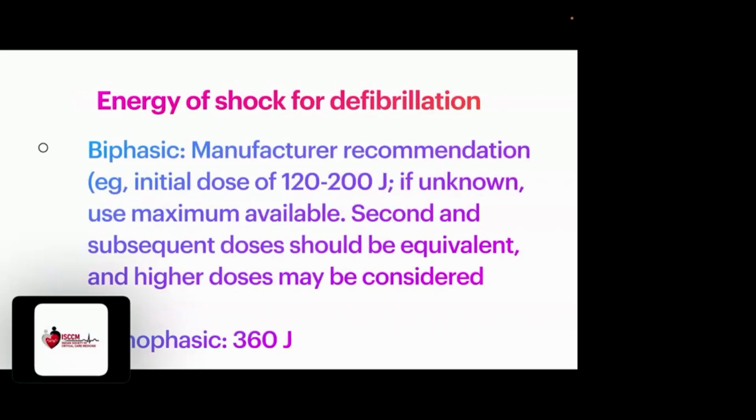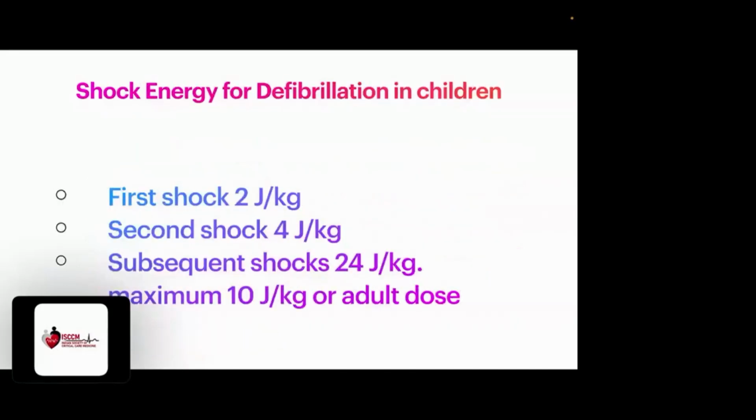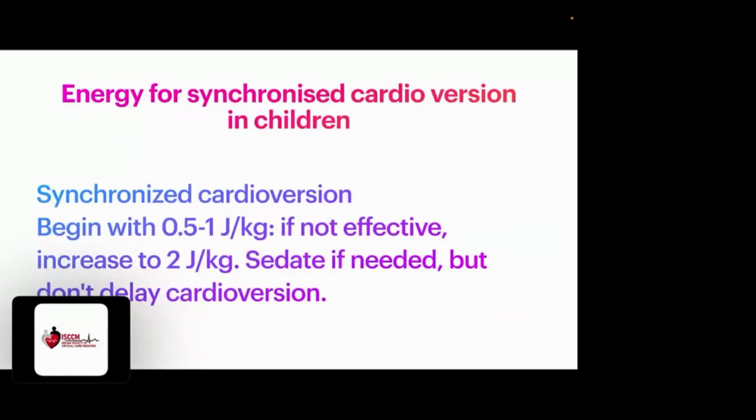And if it doesn't work with a lower energy, in certain cases as low as 50 joule can also be used, right? But the standard recommendation starts from 120 and you go as high as 200 joules. This is for the adult patients. Now for the children, for cardioversion, you start with a lower energy of 0.5 to 1 joule and gradually you go in increments to a maximum of 2 joule per kg. That is what the standard recommendation is all about, right?